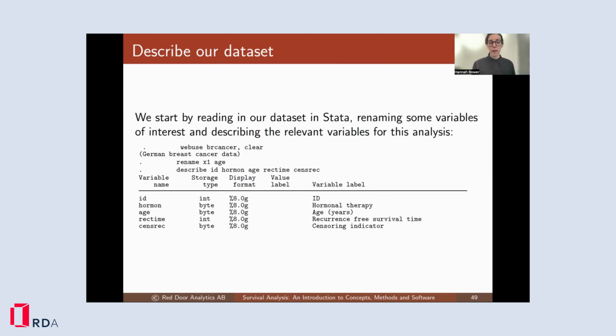The hormonal therapy variable is called hormone, and this is 1 when individuals have received hormonal therapy and 0 otherwise. We have an age variable, which is the age in years. This is continuous. We then have rectime, which is the recurrence-free survival time. So this is our survival time, and this is in days. And then we have the variable censrec, which is our indicator for our event. This is equal to 1 when we have the event of interest, which is a combination of recurrence of breast cancer or death, and it's 0 otherwise.